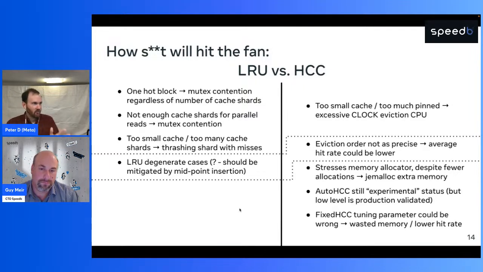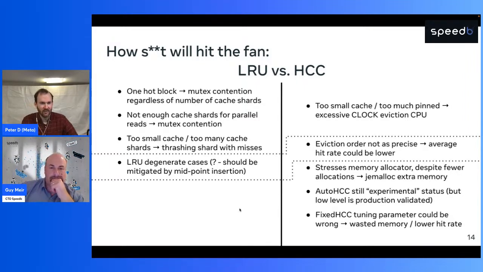And both versions of HyperClockCache completely solve this problem. They're just doing atomic operations. Yes, they have to load the cache line between the different cores, but that's super duper fast compared to acquiring a mutex.